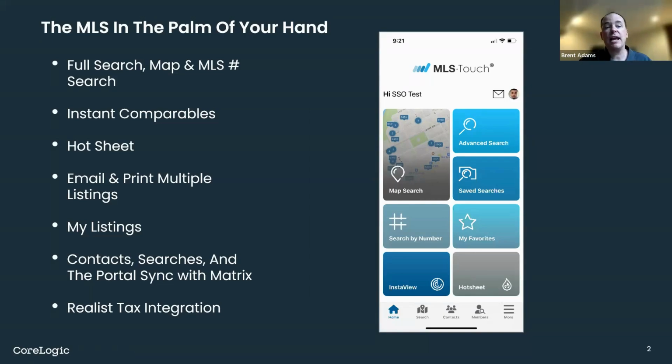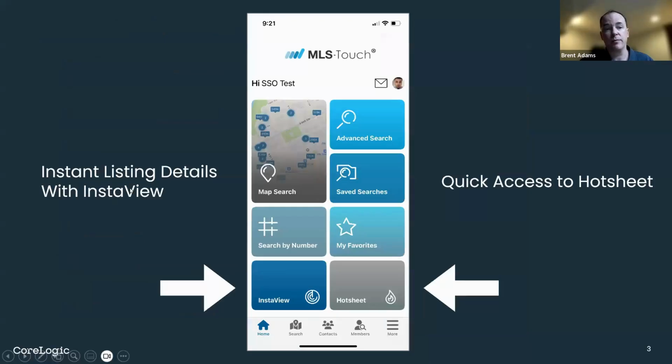Contacts, searches, and your One Home client portal all sync with Matrix as well. So the changes you make here are the changes that come out there. If people save a property or favorite a property in One Home, you're also going to see that property is saved or favorited for them in MLS-Touch as well. And lastly, you're also going to see some Realist Tax integration too. We're going to give you all the public tax record information in MLS-Touch for all these properties as well.